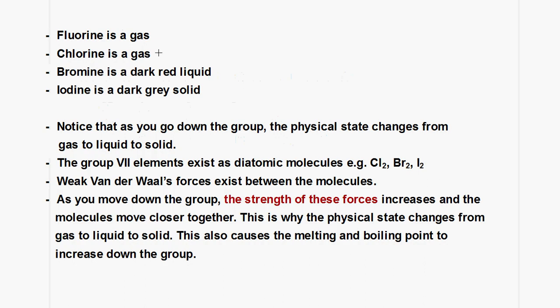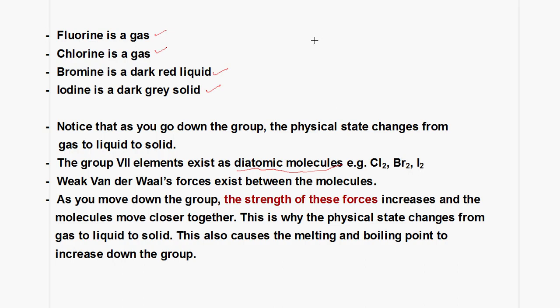We also need to look at the physical properties of these elements. Fluorine is a gas, chlorine is a gas, bromine is a dark red liquid, and iodine is a dark gray solid. So what you would notice is that as you go down the group, the physical state changes from gas to liquid to solid. Now, the group 7 elements exist as diatomic molecules. What this means is that, in the case of chlorine, it exists as Cl2. In the case of bromine, it exists as Br2. And in the case of iodine, it exists as I2.